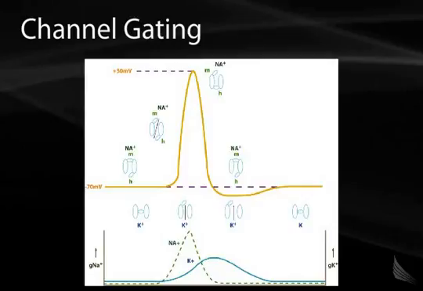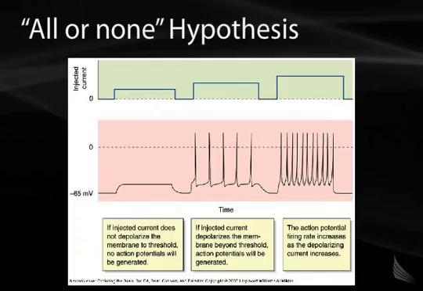Potassium, by contrast, begins with a permeability which is higher than that for sodium. Later in the course of the action potential, the N gates open, the permeability for potassium rises, and then slowly drops back down to baseline.